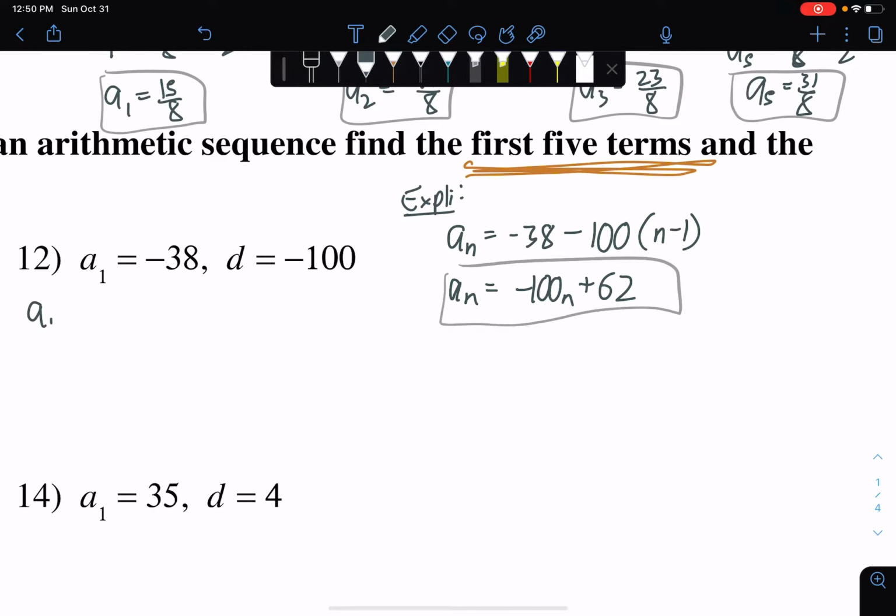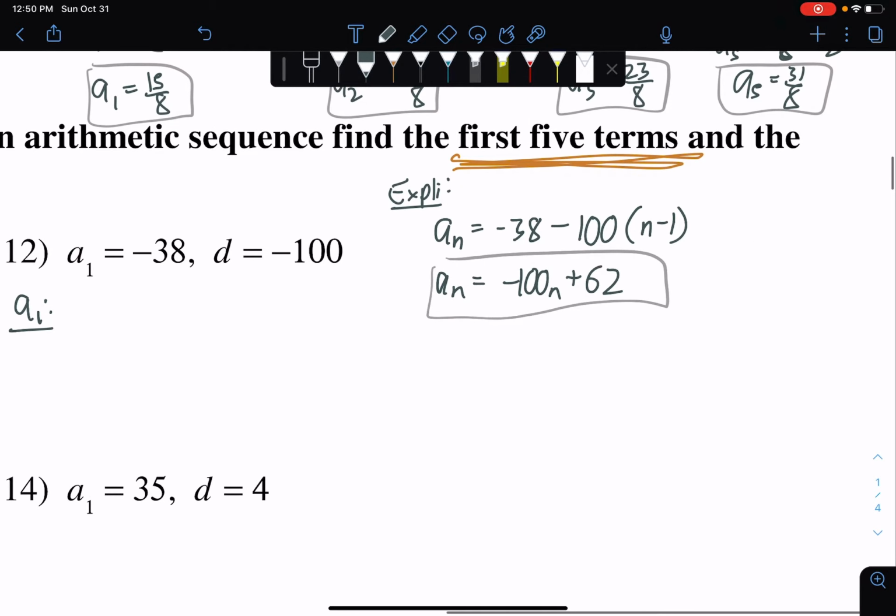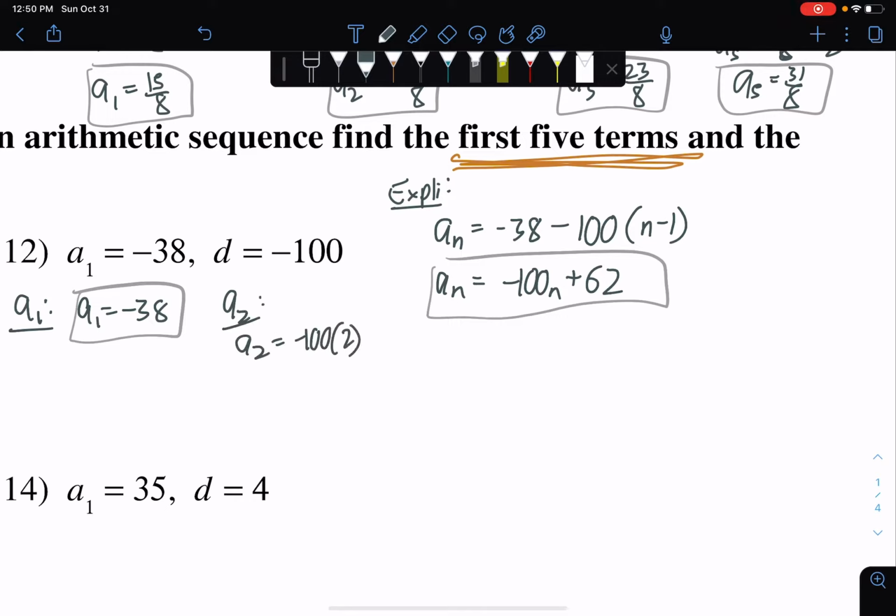For a sub 1, our answer has already been given. a sub 1 is equal to negative 38. For a sub 2, a sub 2 is equal to negative 100 times 2 plus 62. Place it in the calculator. Negative 100 times 2 plus 62, we get negative 138.